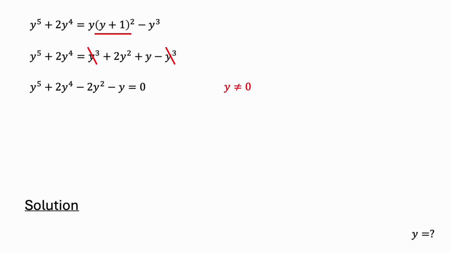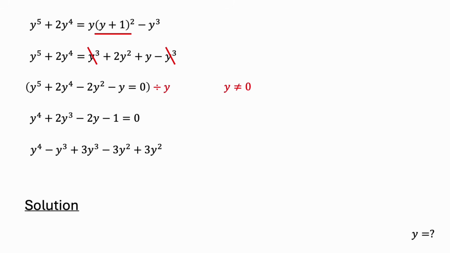Since y is non-zero, let's divide both sides by y to obtain y to the power 4 plus 2y cubed minus 2y minus 1 equals 0. To solve this equation, we write 2y cubed as minus y cubed plus 3y cubed, and then subtract and add 3y squared. Next, we write minus 2y as minus 3y plus y.